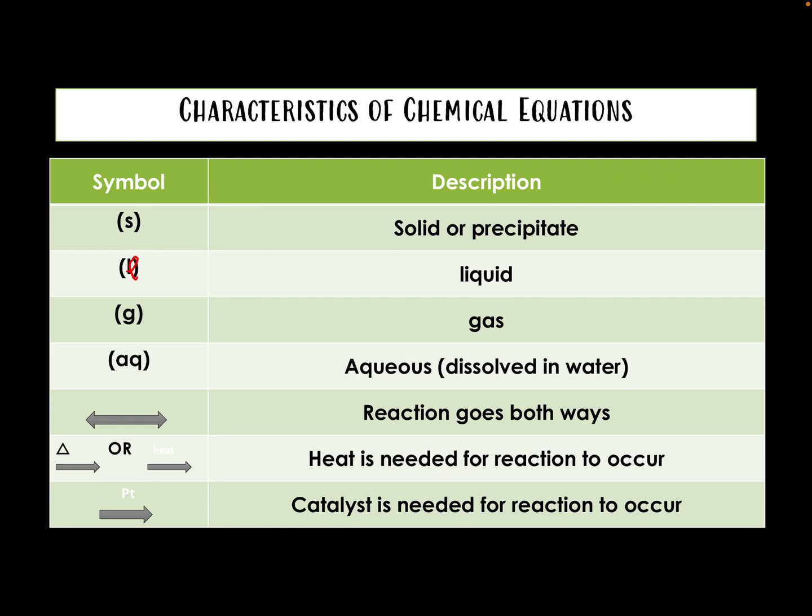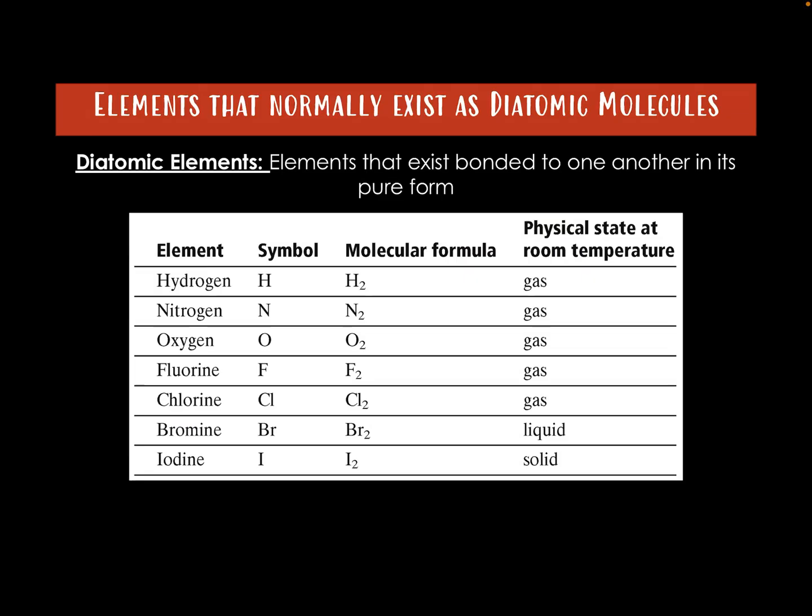Now, if you see a symbol of this triangle, which means delta, or if you see heat above an arrow, it's kind of hard to see, that means that heat is needed for a reaction to occur. And so that means that we need to heat something up for that reaction to occur. Now, if you see an arrow and you see a Pt before that arrow, that means that a catalyst is needed. Now, catalysts, you've probably heard of them in biology. A catalyst speeds up a reaction. So an example in biology you probably heard of is an enzyme. An enzyme binds to certain proteins to make those proteins react.